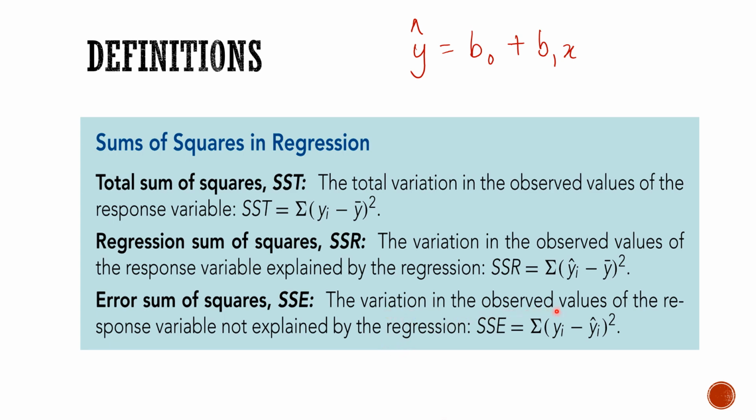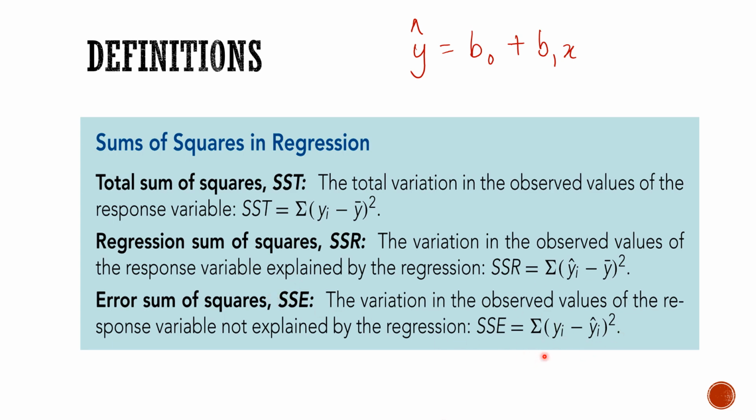It's the variation in the observed values of the response variable not explained by the regression. So SSE represents, this is the formula for it, how much the individual actual y values differ from the predicted y value. So it's the gap between the actual y values and the predicted y values that come up from the line. And of course, we square them and sum them. It's called the error sum of squares.